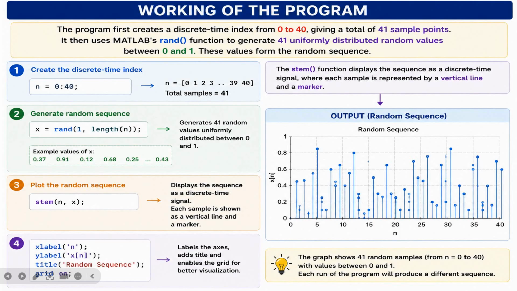There will be total 41 sample points in n. Okay, and these sample points numbers form the x-axis of the graph. Here you can see this is the x-axis, so 0 to 40.